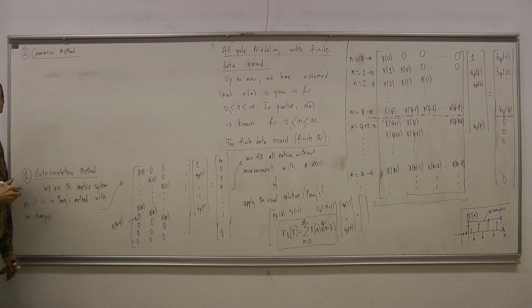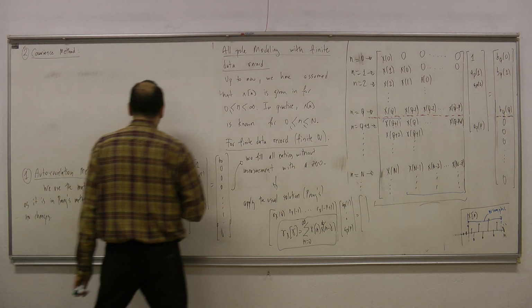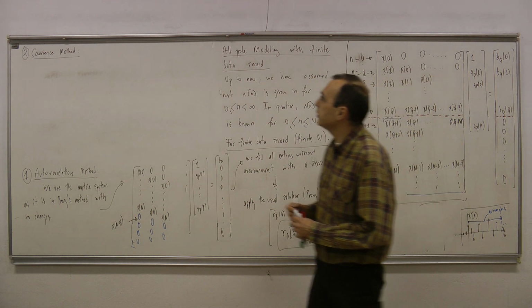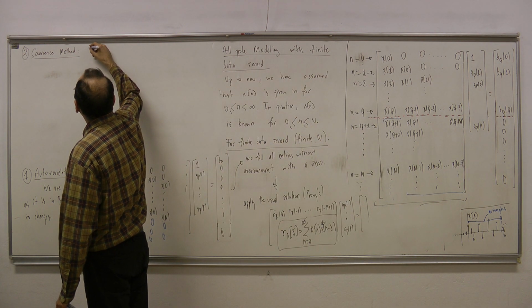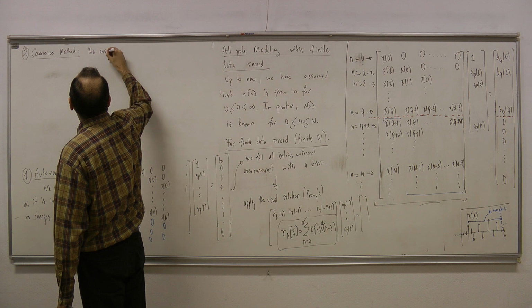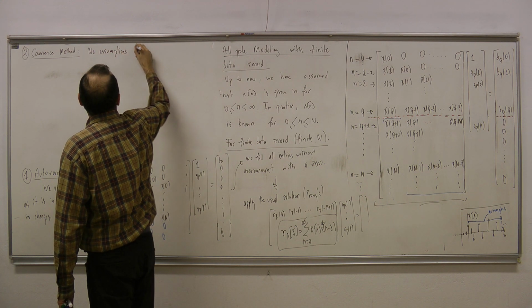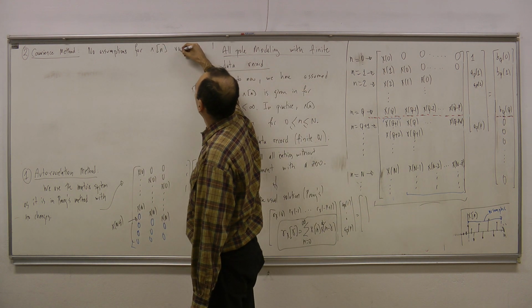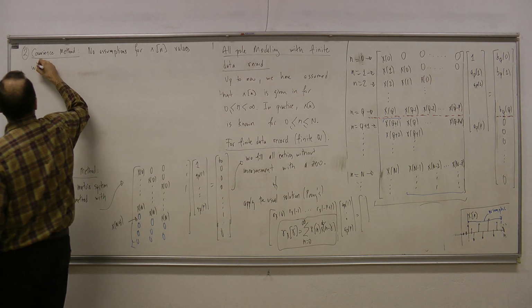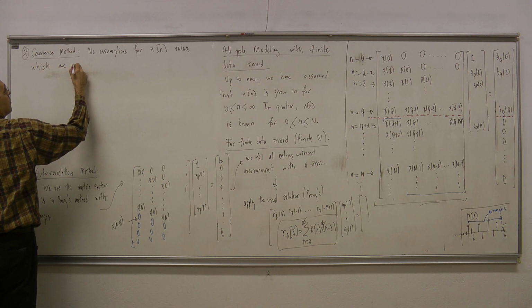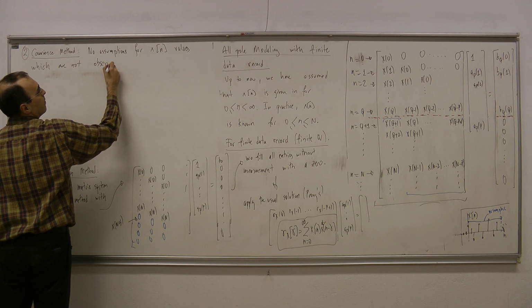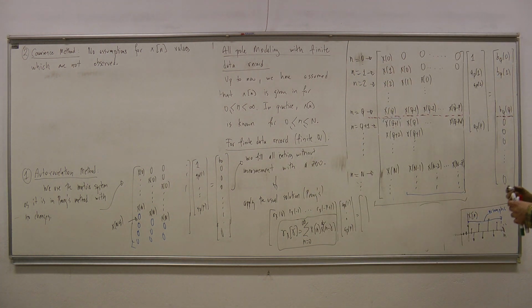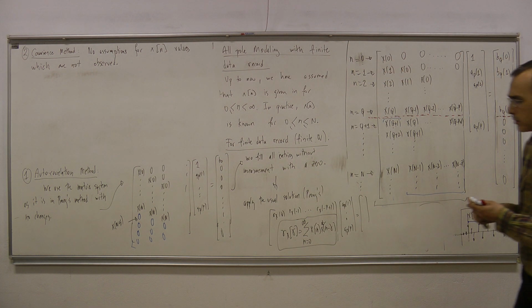So for the covariance method, we don't want to introduce any assumptions regarding this. No assumptions for x of n, the values which are not observed. There are no assumptions on that. So how can I have that? Well, that is the case.